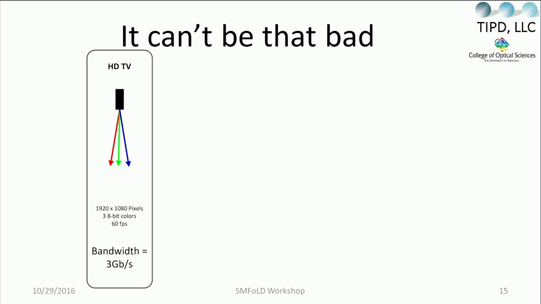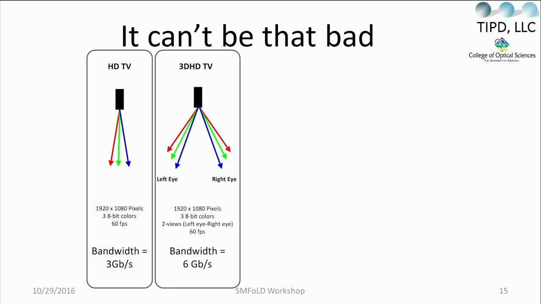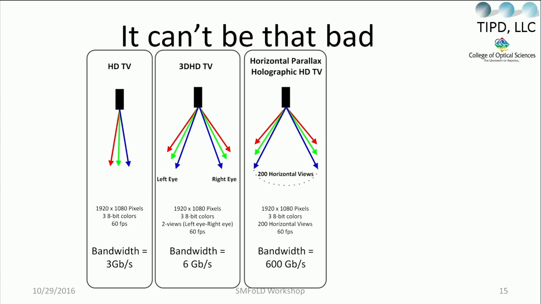So, okay, what is HD TV? I need about 3 gigabits a second, right? Okay, so 3D TV, I'm just going to say we're transmitting 2 of the same thing. I'm not going to get into a discussion whether I'm time sequencing or space sequencing. But to do that, 6 gigabits, not so bad. If I want horizontal parallax TV, then I need 200 views. So now I'm up to 600 gigabits a second.